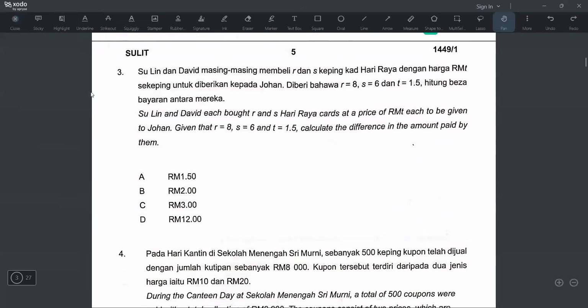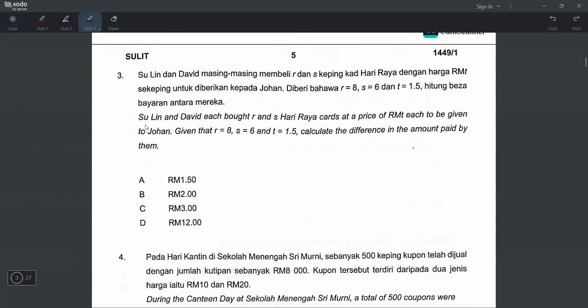Okay, number 3, Sulin and David each bought R and S Hari Raya cards. So we know the R and S represent the number of cards, the bilangan card yang dia beli lah, berapa card. The price of RMT each is given to Johan. It means T represents the price of each card. And I believe they are buying the same brand, or the same type of cards. It means they cost the same lah. So one card costs you RMT, yeah.